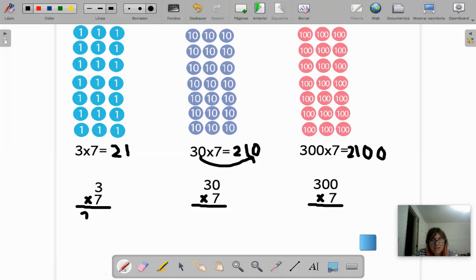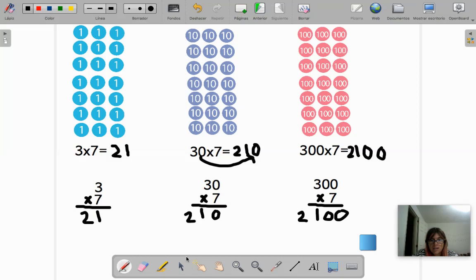And write that down, it's the same thing. 3 times 7, 21. 3 times 7, 21, plus the 0 of the 30. 3 times 7, 21, plus the 2 zeros of the 300.